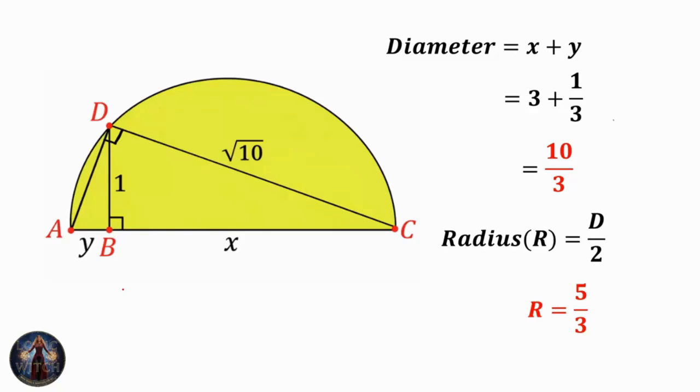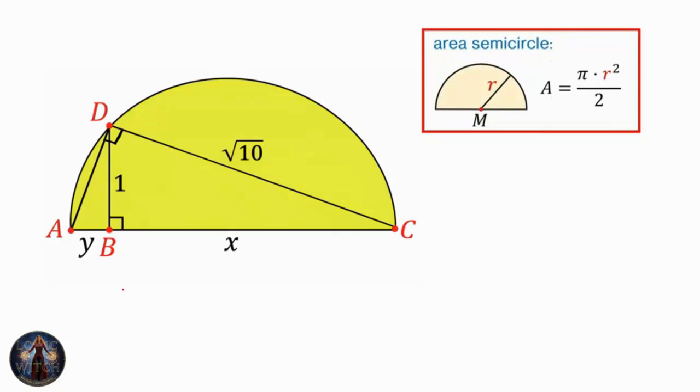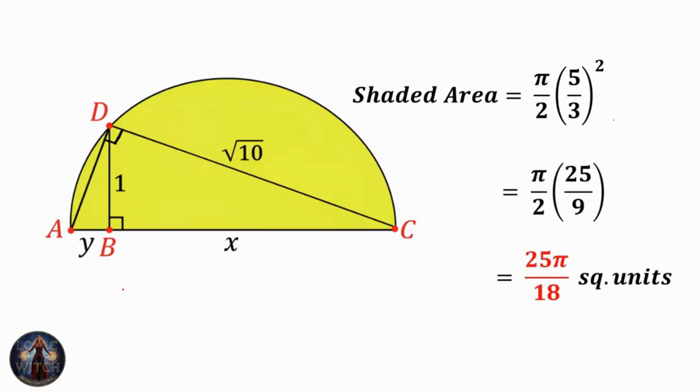Now using this radius, we can solve for the shaded region area. We know the area of the semicircle is pi r square by 2. Now using this formula, my shaded area will be pi by 2 into 5 by 3 square, which on simplification will become pi by 2 into 25 by 9, which on further simplification will give me 25 pi upon 18 square units as my area for the shaded region. So that's the answer for your shaded region.